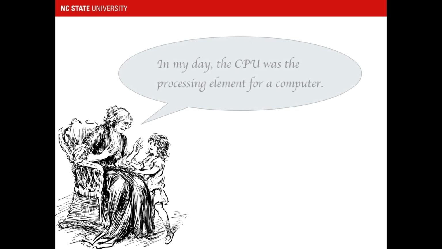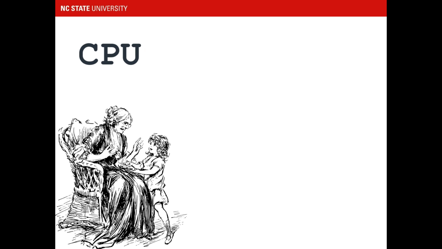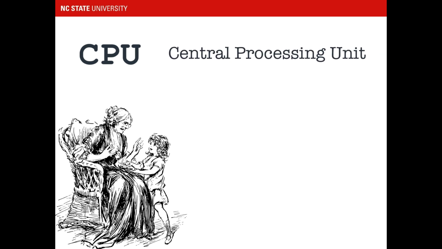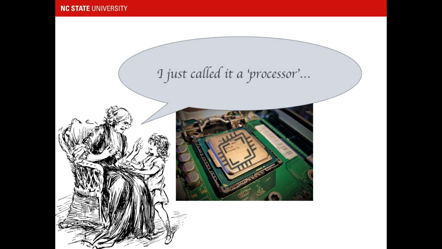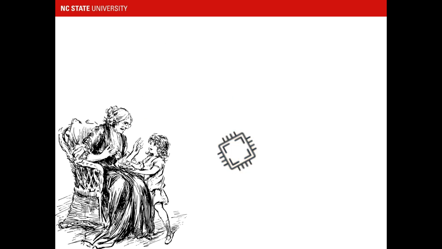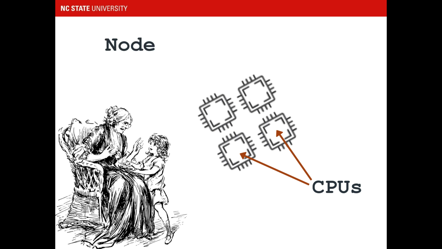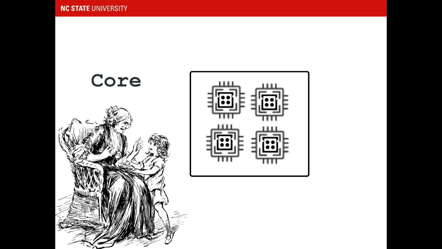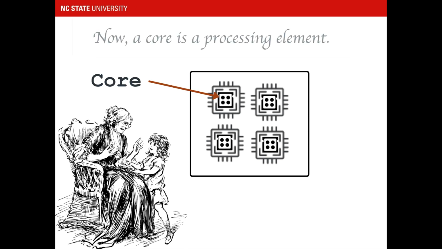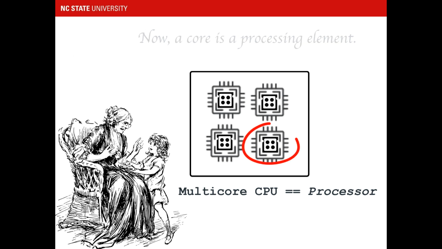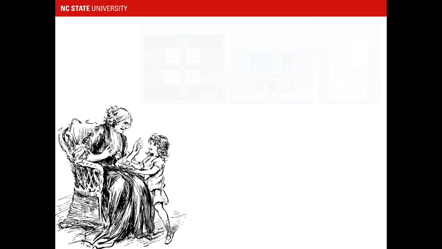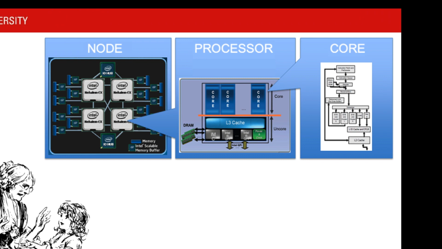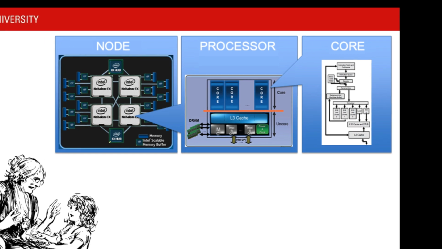In the past, a CPU was the processing element for a computer. CPU stands for Central Processing Unit, and CPUs were commonly referred to as processors. Later, multiple CPUs were incorporated into a node. Now, individual CPUs have multiple cores, and each of those cores is a processing element. CPUs with multiple cores are called processors. So what we have now is that a node contains 1 or more processors, and each processor has multiple cores.